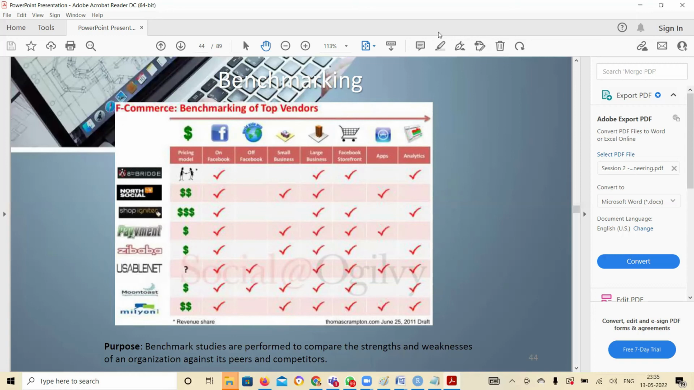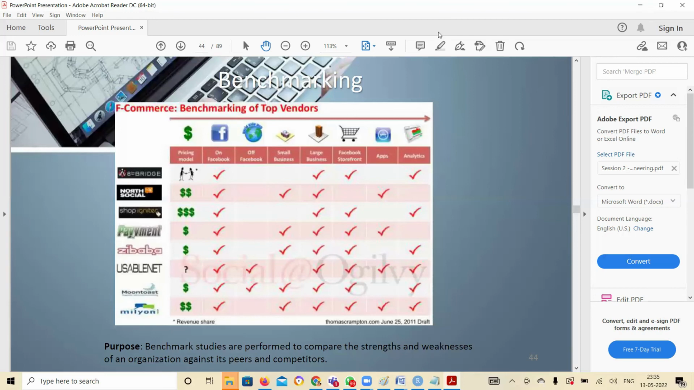So it means that 8th Bridge has a pricing model which is more like a revenue share model, a partnership model, and 8th Bridge is on Facebook, but they are not available off Facebook. They are not good for small business. They are good for large business. They have a Facebook storefront, right? And the apps, they don't have it. Analytics, they have it. Okay, that's about you.